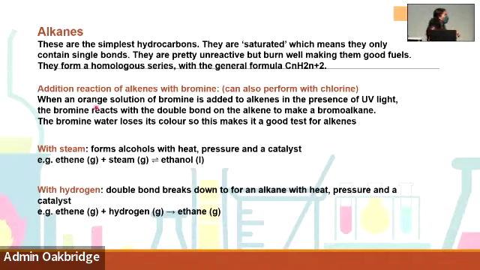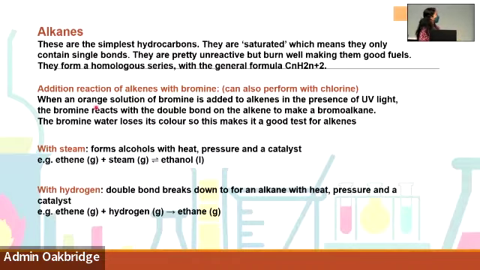So alkene will undergo three different processes: addition with a halogen group, with steam, and with hydrogen. So why do I need this addition process? So that I can combine another person into the family of alkane, right?